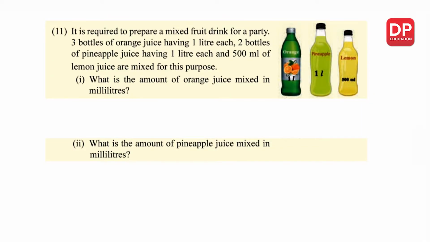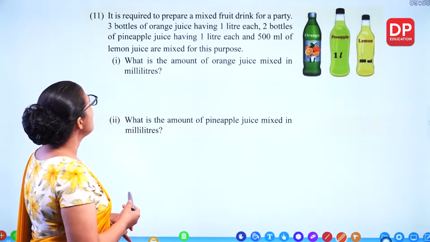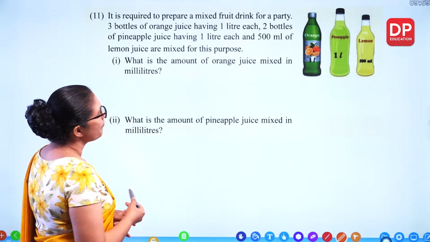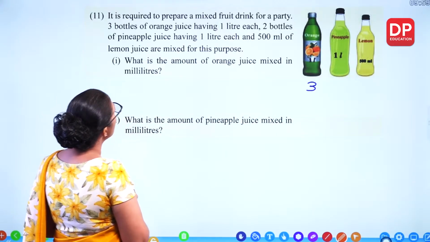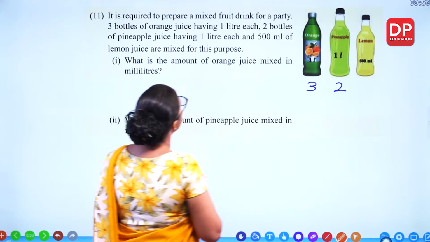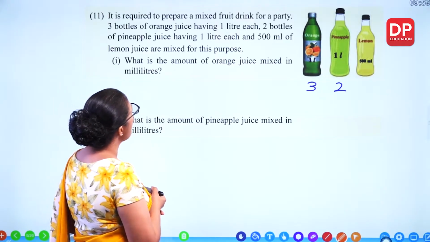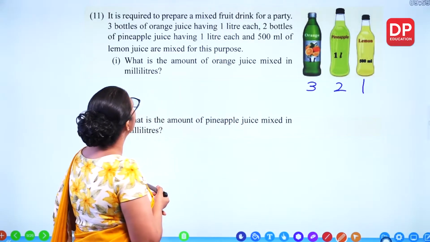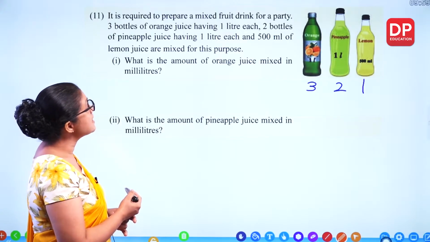Question number 11. It is required to prepare a mixed fruit drink for a party. 3 bottles of orange juice having 1 liter each. So 3 bottles of this. 2 bottles of pineapple juice having 1 liter each. So 2 liters. And 500 milliliters of lemon juice are mixed for this purpose. So 1. What is the amount of orange juice mixed in milliliters?